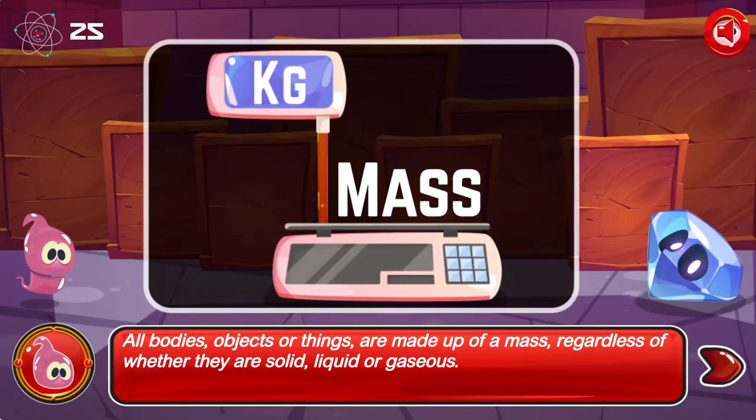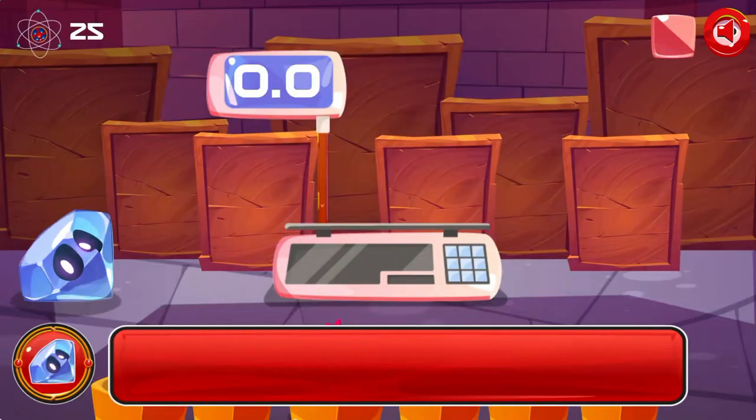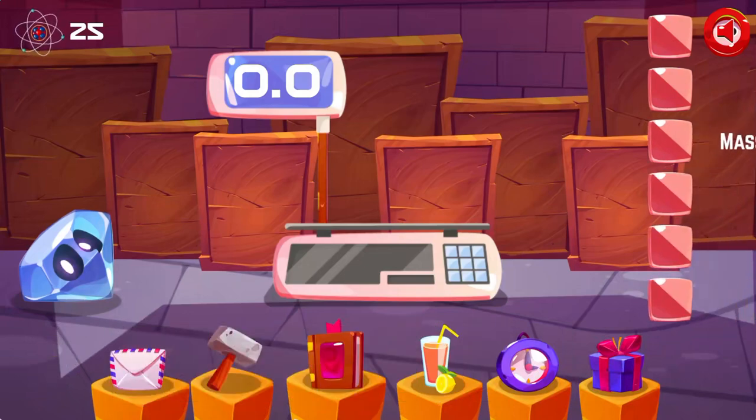Are made up of a mass. After being weighed and knowing their mass, drag them and order them from greatest to least mass.